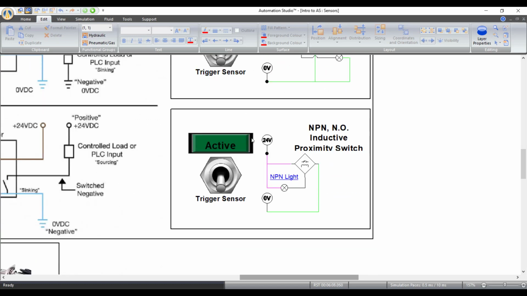If I scroll down here, I have an NPN. And we can see that we have 24 volts going to the light, but then our ground wire is going to our signal wire of the sensor. And we hit that. There.